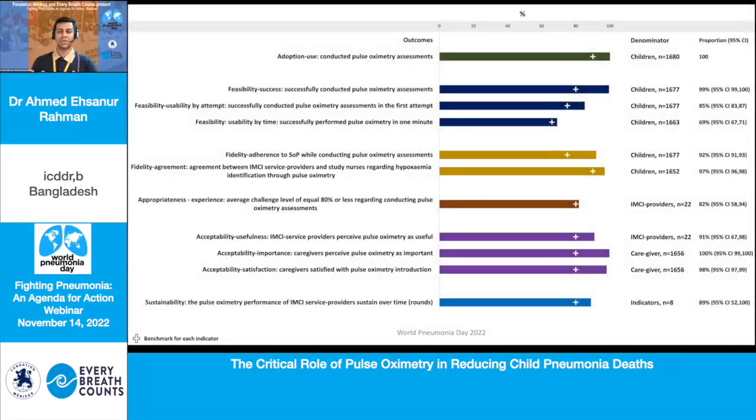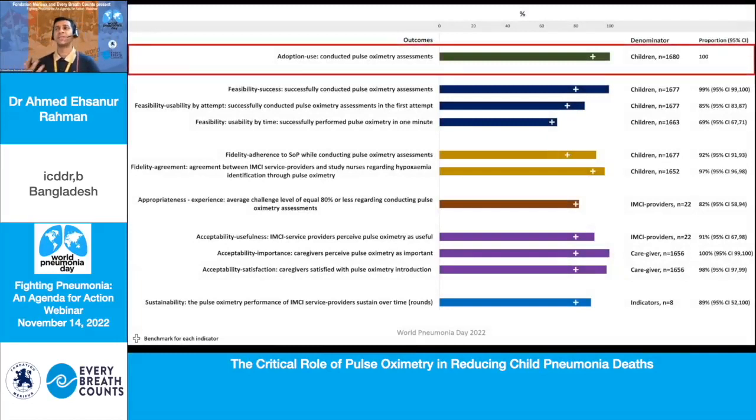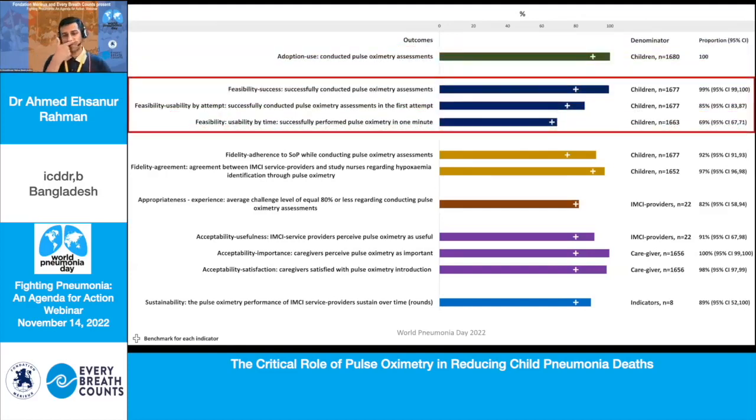And this is the answer to that question. I know this is a big, long, busy slide, so let me walk you through the questions. The first question was, if we give pulse oximetry to first level facilities, do the routine healthcare providers, those employed by the system, use them? The answer is yes, at least they use them. The next question was about feasibility.